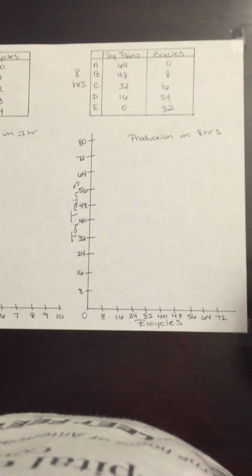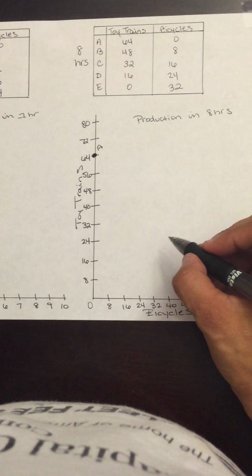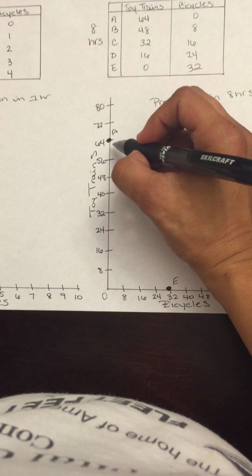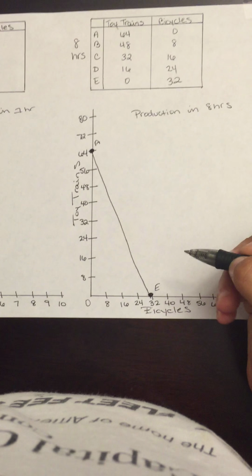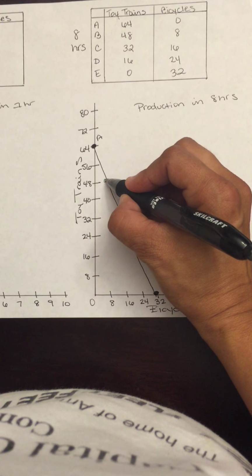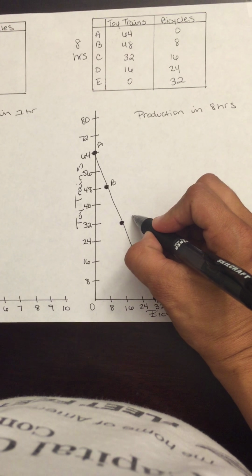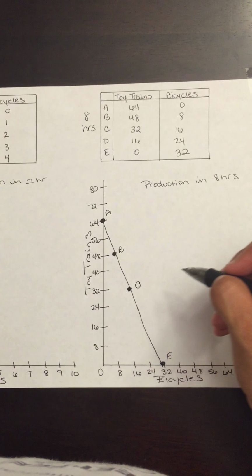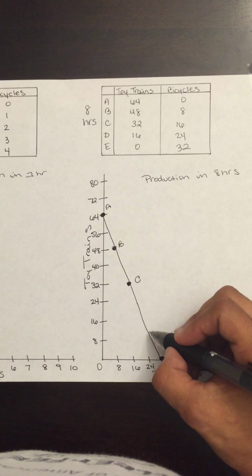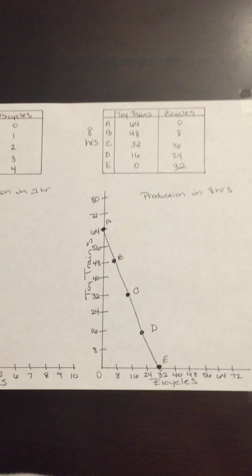For production in 8 hours, I would have 64, 0, which would be A. I would have 0 to 32 as my E. And then in between, I would have my 48 to about 8, 32 to 16, and then 16 to 24, and that would show my production in 8 hours.